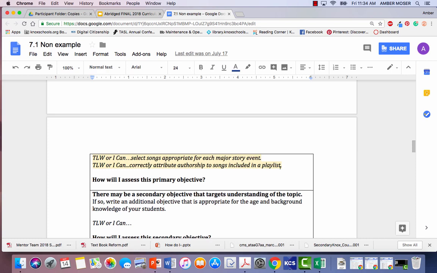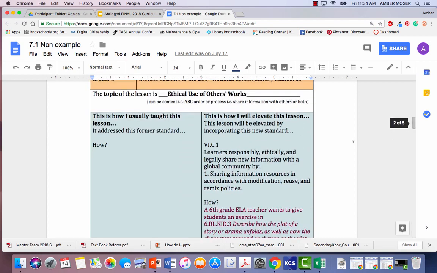So our objectives are going to take us from this broad standard, okay, learners responsibly, ethically, and legally share new information with a global community by sharing information resources in accordance with modification, reuse, and remix policies. And we narrow it down into the specific thing we're going to be accomplishing in this lesson.